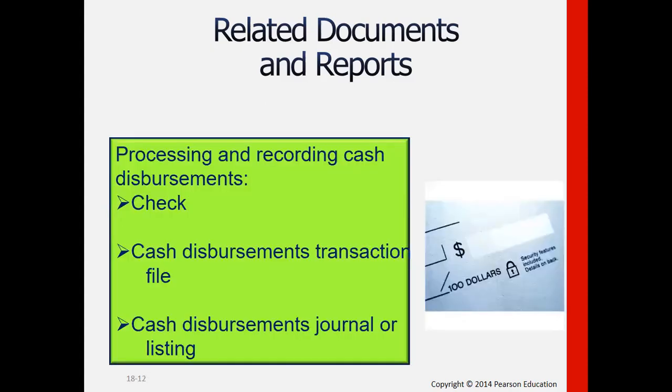Then we have here the processing and recording of cash disbursements. We have the check for payment. Then normally that is removed from the check file that we have, or the checkbook, and then that will be sent to our vendors or suppliers, or whoever is providing the services to us. Then the cash disbursements transaction file would be showing all the cash disbursements made, so all the source documents and all the attachments there are. Then we also have the journal or the listing of such cash disbursements.